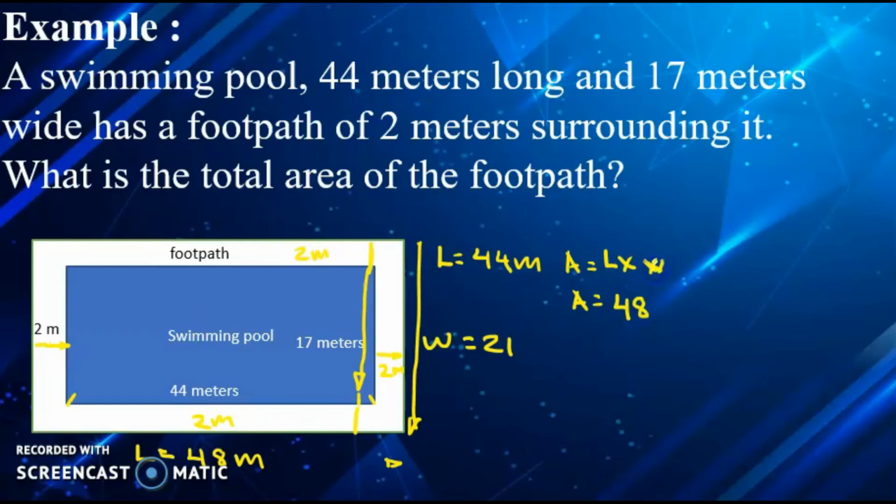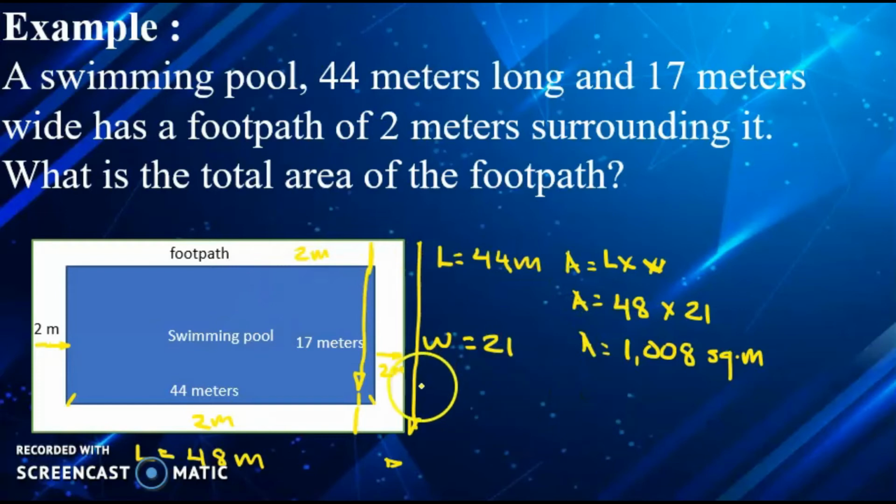Okay, width times 21. So, area is equals to 48 times 21 is equals to 1,008 square meter. Okay, so yun yung total area nito. Kasama na yung pool tsaka yung footpath.